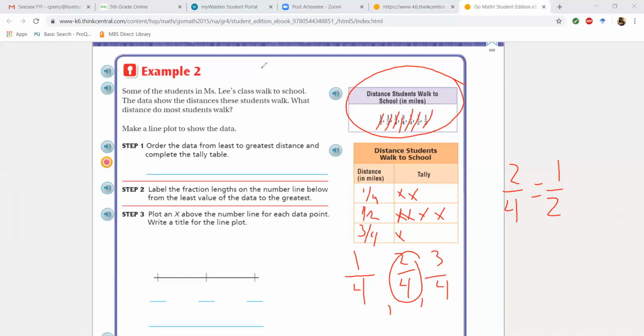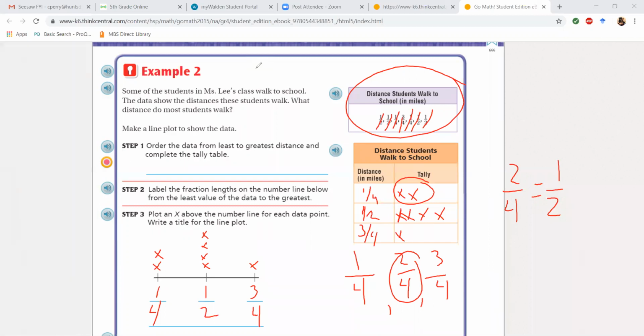Okay, so the next thing I need to do, label the fraction lengths on the number line below from the least value of the data to the greatest value. So my smallest one is 1/4, and I have 1/2, and then 3/4. So now I just need to transfer these X's to my line plot. So 1/4 is going to have 2 X's. 1/2 is going to have 4 X's. Oh, and 3/4 is going to have only 1 X.